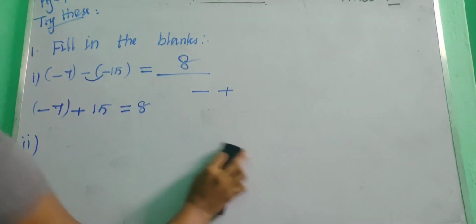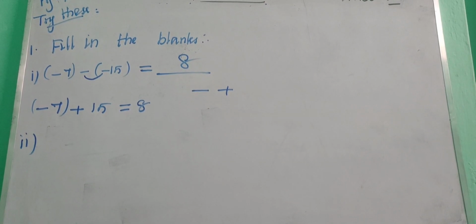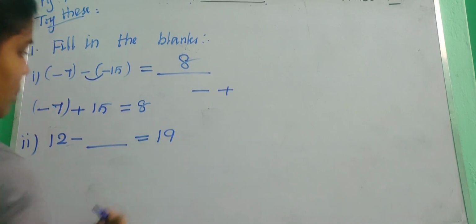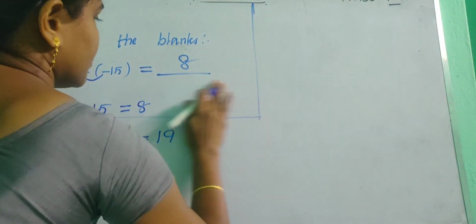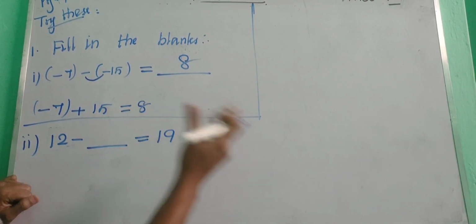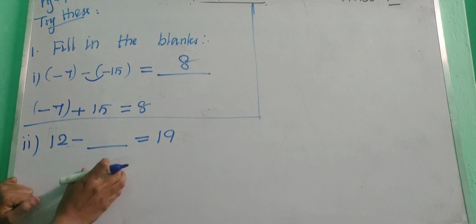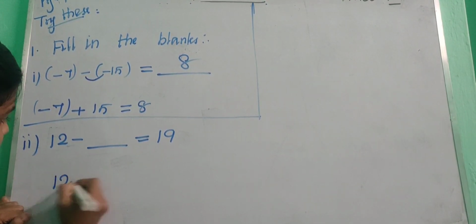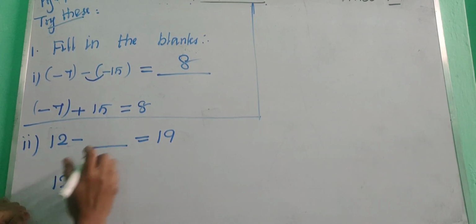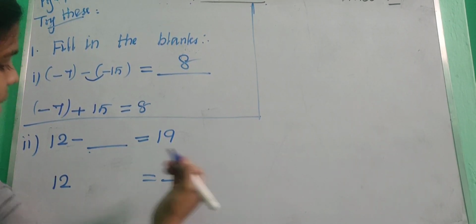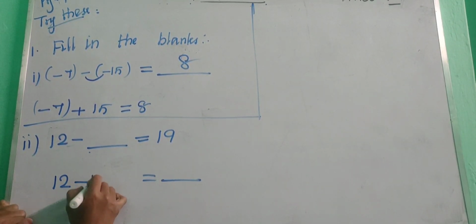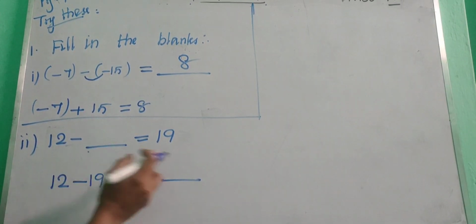Listen. So what is the question? 12 minus dash equal to 19. Let me say it easily. Just bring this dash to the other side, then it will be easy for you. Here we are having minus dash, right? So this dash, if it goes to that side, will become plus dash, only the dash. And this 19, if it comes to this side, becomes minus 19. So 12 minus 19 equal to dash.